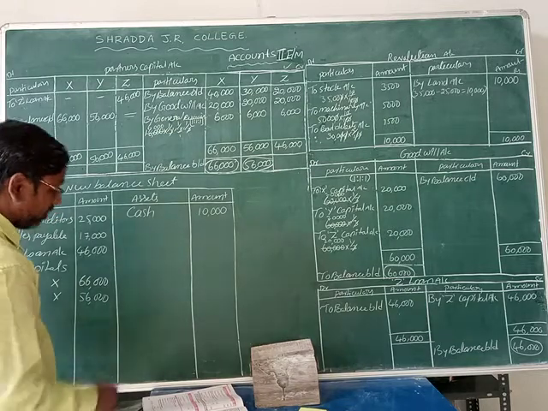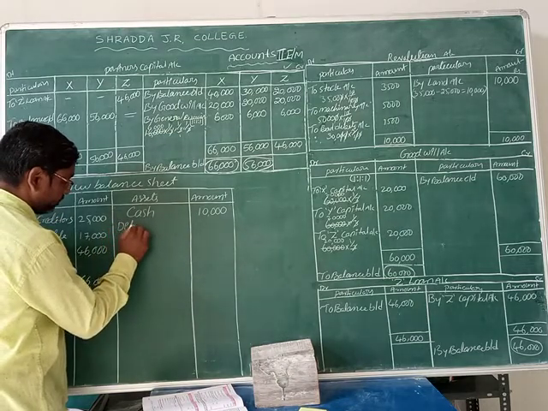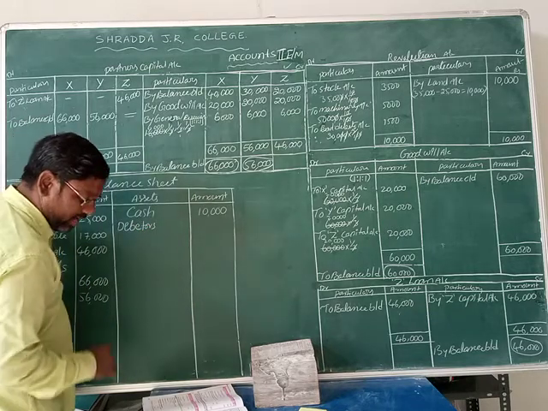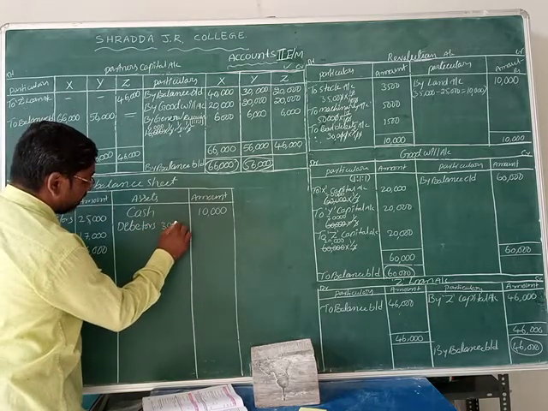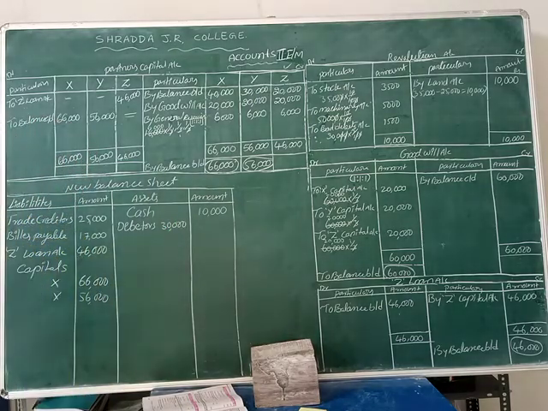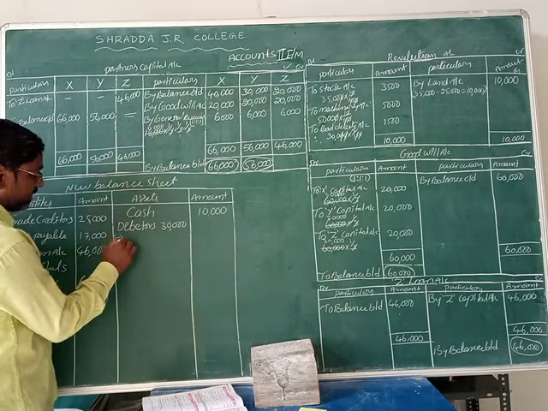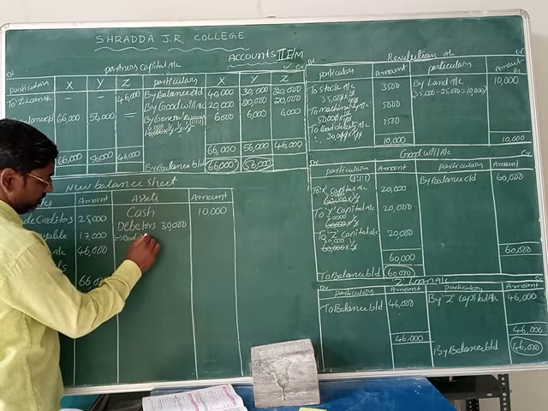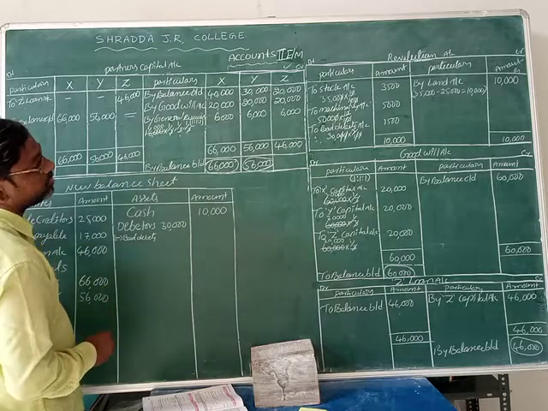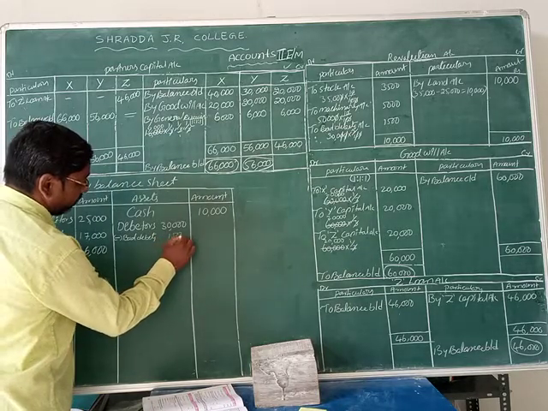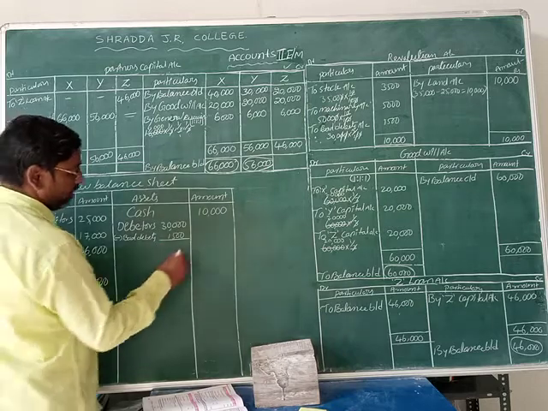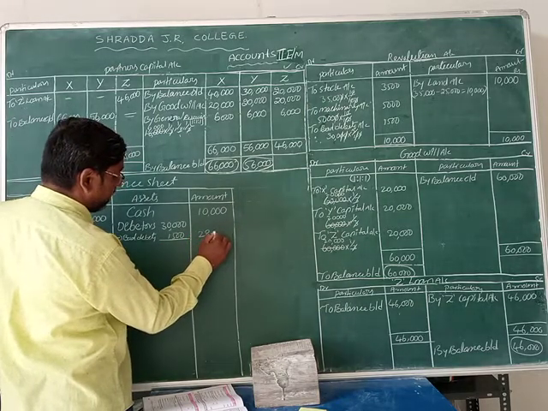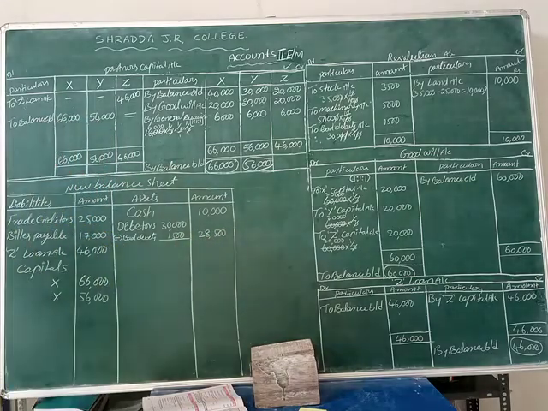Now next one, debtors. Debtors value 30,000 rupees given. There is an adjustment. What is that? Bad debts, 1,500 goes out. Now minus bad debts. The bad debts value is 1,500. Now we can deduct that 1,500. Remaining value is 28,500 rupees. Okay students, now next one is stock.